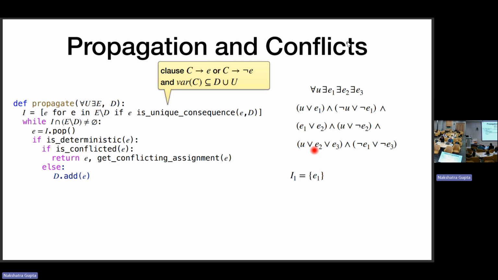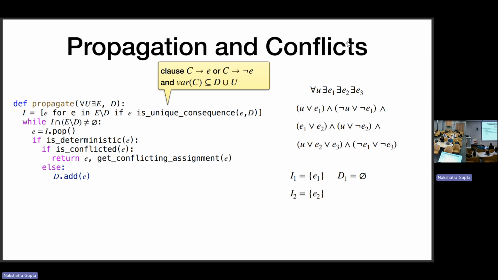Here I actually made a mistake. I think this should be E1, E2. We could look at E2 here as well because we have this clause. But let's assume we go for E1 first. D is empty initially, and let's suppose we look at E1 here. So our E here is E1. Is this deterministic? Given these two clauses, yes, it's deterministic and it's not conflicted. So the function here for E1 is E1 not equal to U.